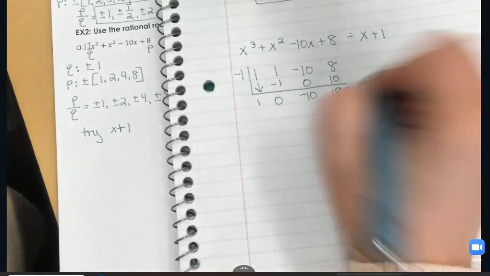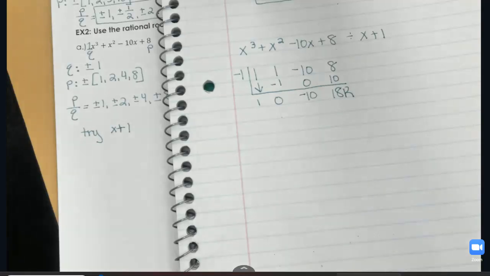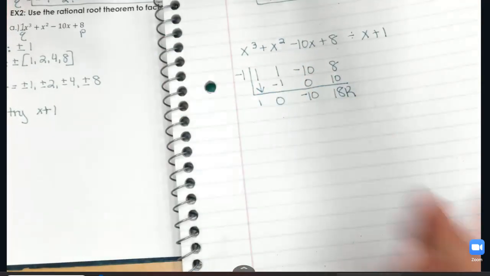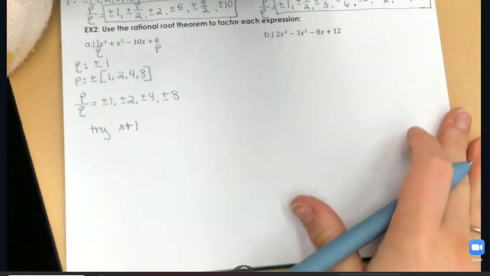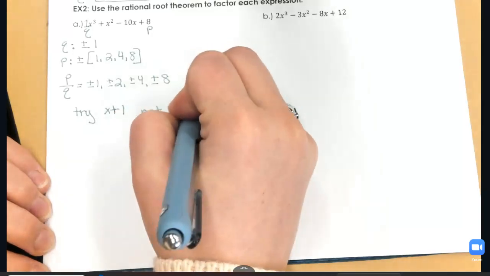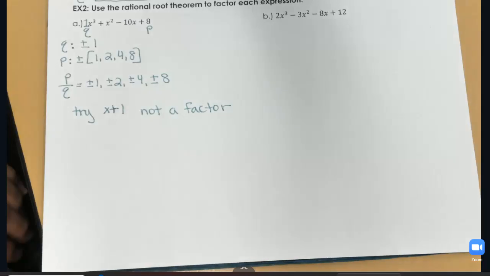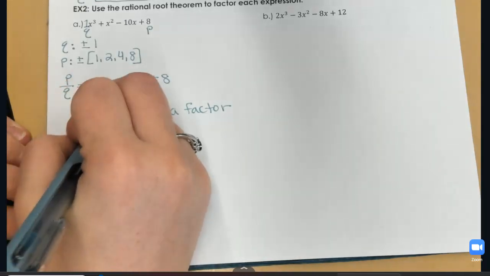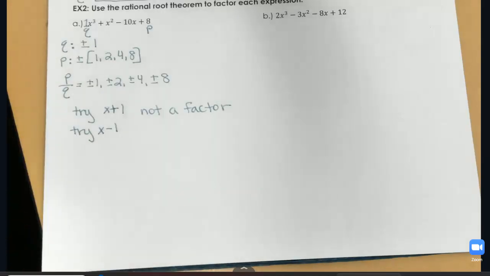And I got a remainder that's not 0. So that means that this is not a factor. So x plus 1 was not a factor. So let's move on and try another one. So that was x plus 1. Let's try x minus 1 next.